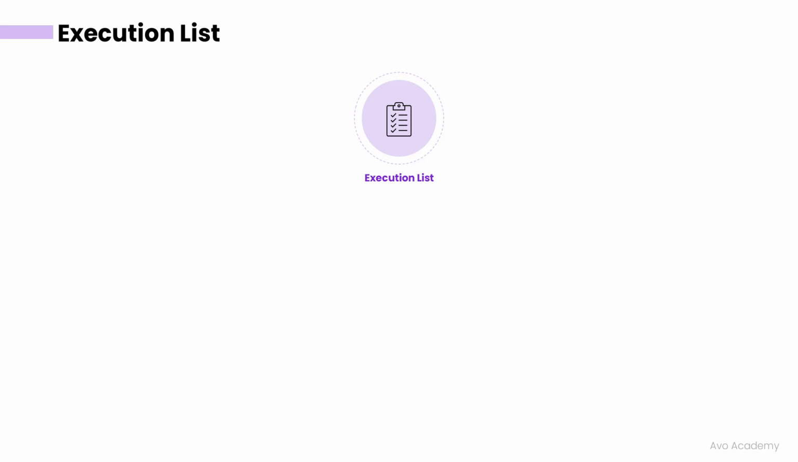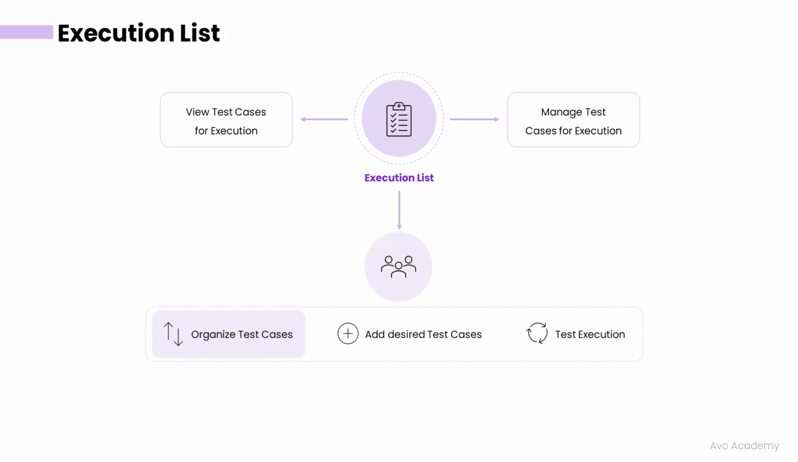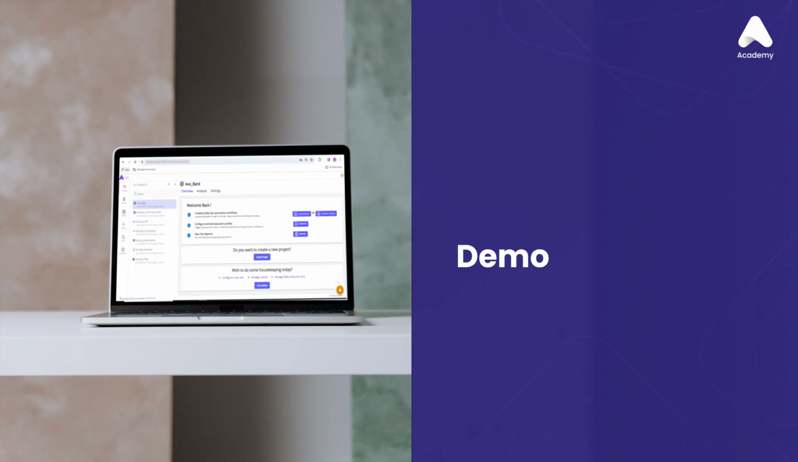Avo Assure's execution list serves as a central repository that enables viewing and managing all the test cases added for execution. It enables users to organize and manually add desired test cases for execution. This helps to design test cases according to the specific testing requirements, ensuring better control over the execution process. Let's view a demonstration to learn the execution process.